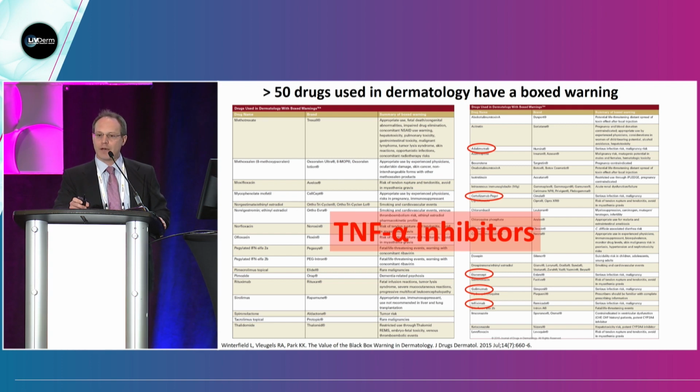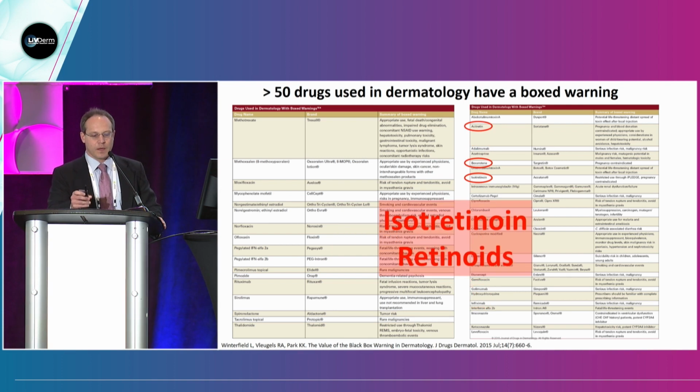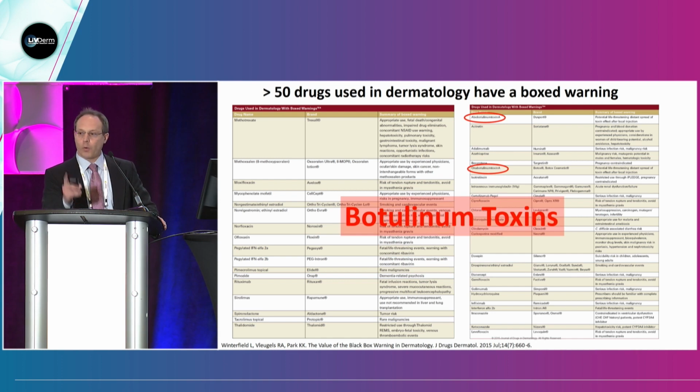TNF-alpha inhibitors have a boxed warning for serious infection risk and malignancy risk, but we use these routinely for many of our patients, not just in psoriasis. Isotretinoin and retinoids have a boxed warning, in particular for contraindications in pregnancy.